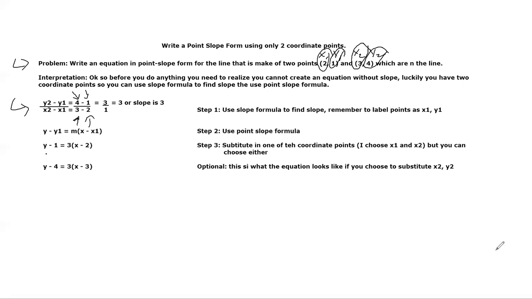So right away, we now know that our slope is 3. All right, cool. We did this, right? We know what our slope is. Let's move on. Now start with step 2, use point slope formula. Cool, I wrote it down. Y minus y1 equals m times x minus x1. Cool. Now step 3, substitute in one of the coordinate points.